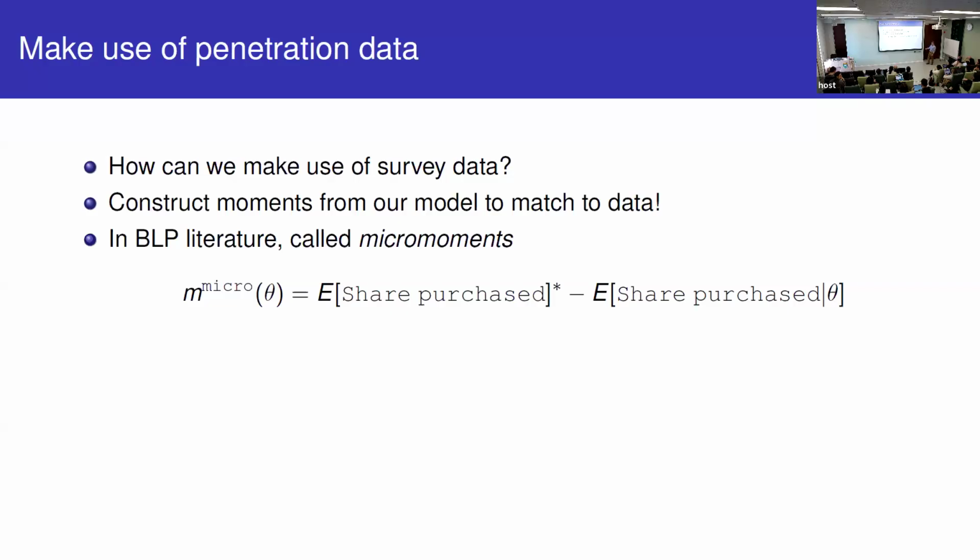So here you see the micro moment I'm going to use is the expectation. What is the share of people that have ever purchased a product? This is different than sales. This is how many people ever purchase the product? If you bought one 3 times, you still are just getting a 1 in this question. Okay. And I can construct that from my model and construct a micro moment this way.